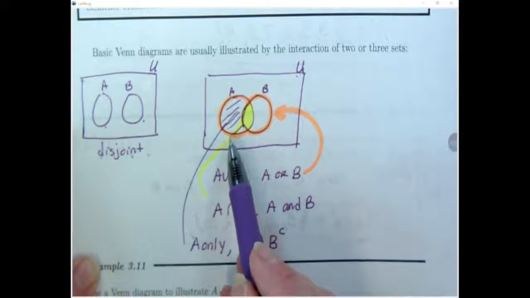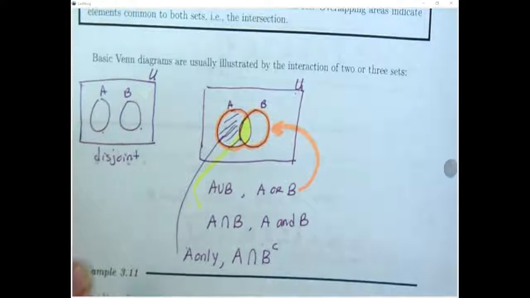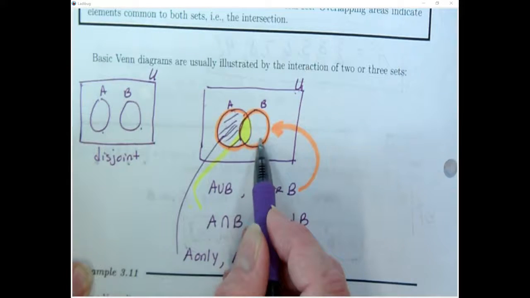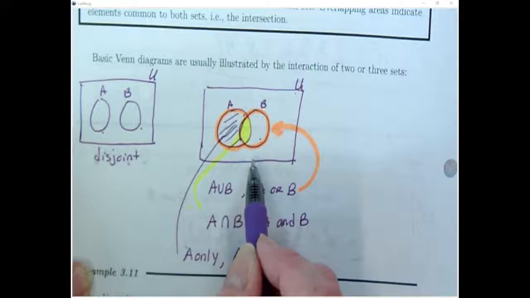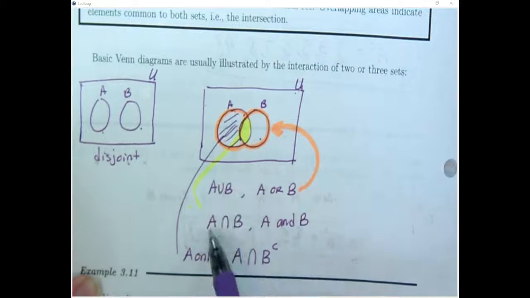Here are two overlapping sets. The orange, you can see, outlines the union of A and B. That's what's in both entire sets, including the overlap. So remember, that's A or B. The yellow here is A intersect B, or we would say A and B.